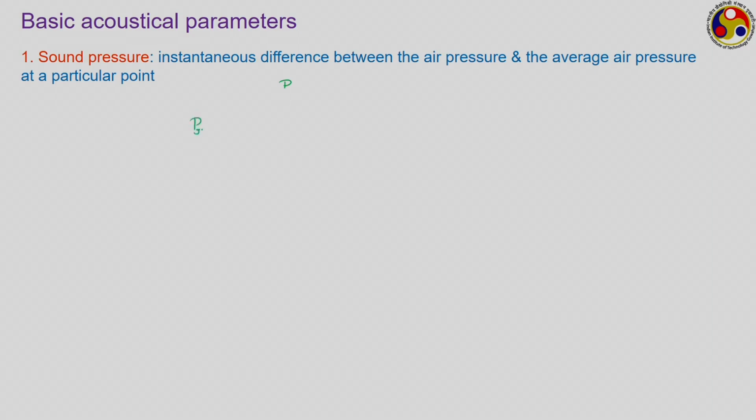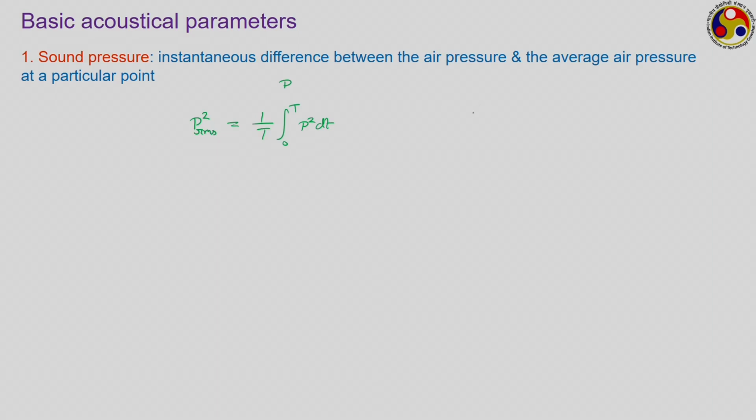So, the RMS value, or the square of the RMS value, for the sound pressure can be defined as 1 by T integral 0 to T P square dt. You remember, P refers to the sound pressure, which is basically the difference between the air pressure and the average air pressure. Here T is the period over which we are doing this measurement, this capital T.